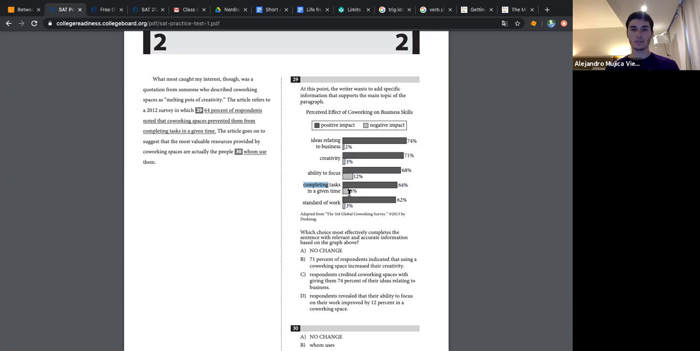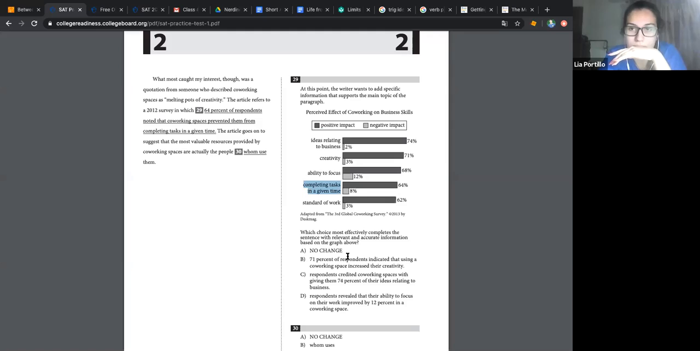This is what we're looking at. Completing tasks in a given time. So like the 8% was, well, what's the function there? That confuses me a little bit. Positive impact and negative impact. So the reason why this is wrong is because it's saying that 64% said co-working spaces prevented them from completing tasks in a given time. And this is stating that 64% stated a positive impact, which means it helped them. So A is wrong because of that. It's not accurate.